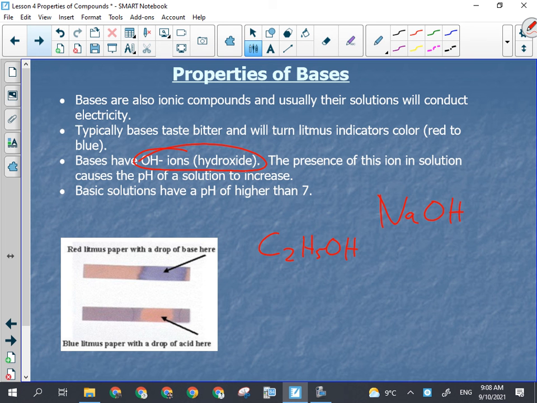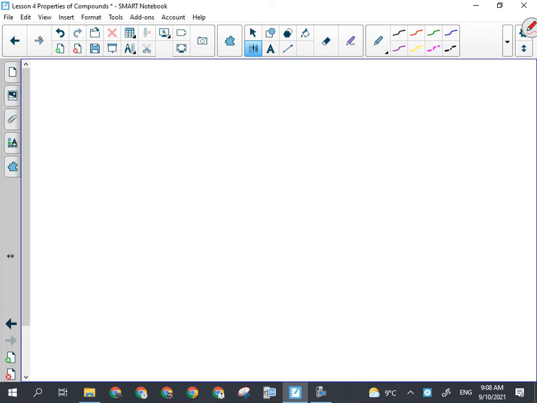All right, questions on bases? All right, so that's all we need for the properties and stuff. I'm going to talk a little bit about our lab design and some of the tests that we're going to run. So this stuff you'll need to write down because it isn't in your notes package.